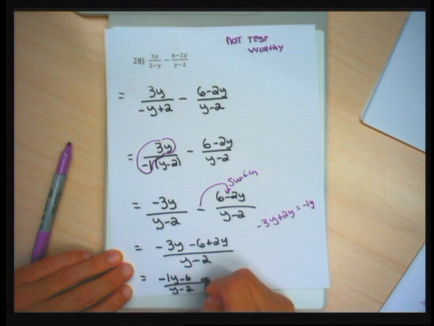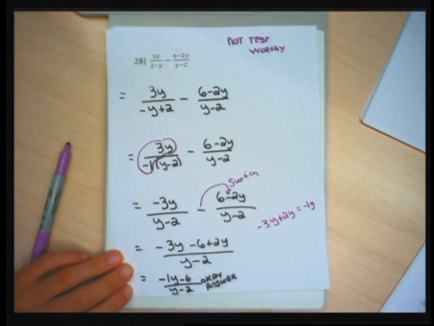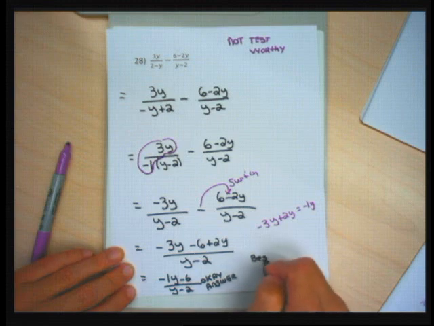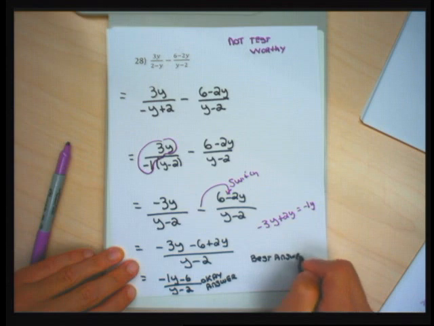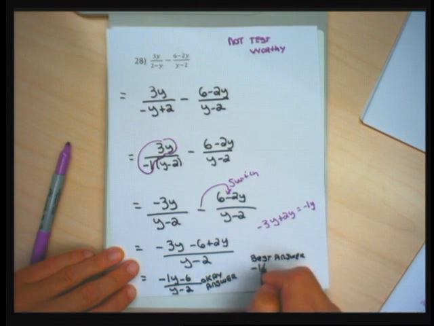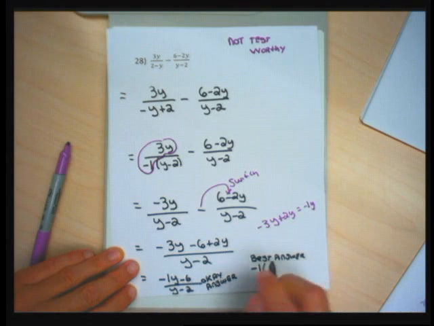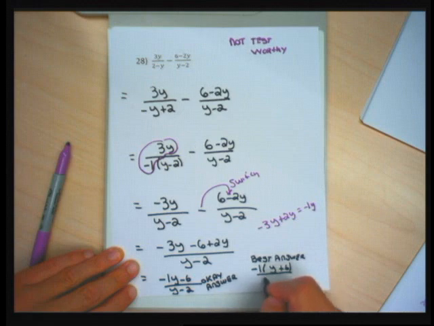This would be an okay answer, in that the numerator is correct. It's just written odd. A better answer, or the best answer, would be to factor out a -1 from that numerator, because both terms have a negative. If I factored out a -1 from the numerator, the negative y would turn to a positive y, the -6 would turn to a positive 6, and then I'd have a y minus 2 down low.